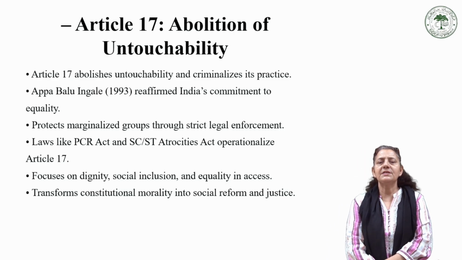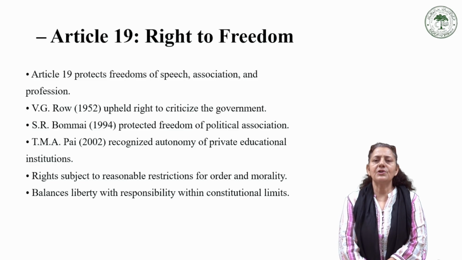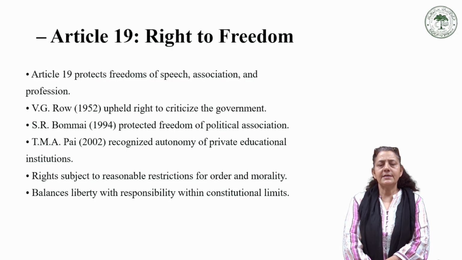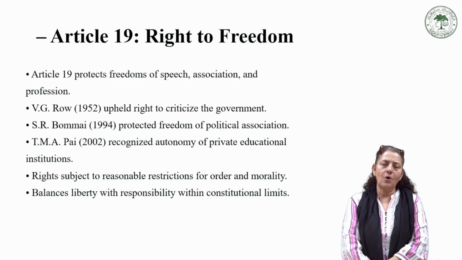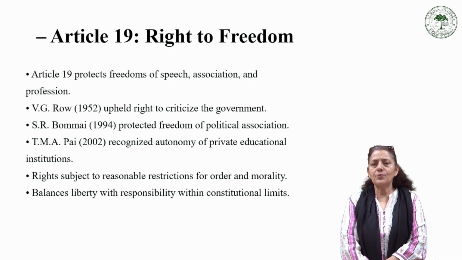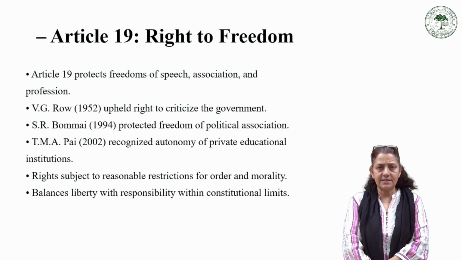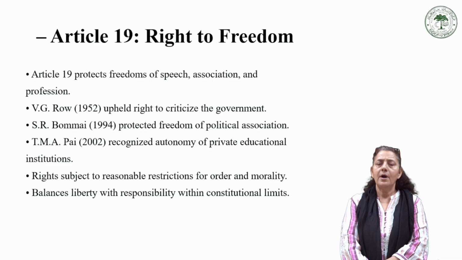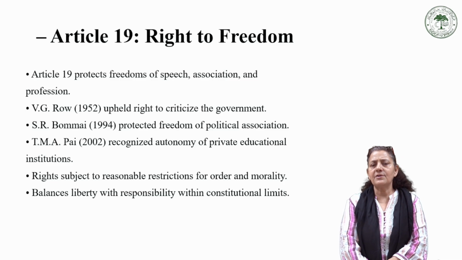Article 19 guarantees essential freedoms: speech, expression, assembly, association, movement, residence, and profession. In State of Madras versus V.G. Rao 1952, the Supreme Court held that freedom of speech includes the right to criticize government actions, though subject to reasonable restrictions for public order and morality. The judgment emphasized that freedom of expression is vital for democracy.